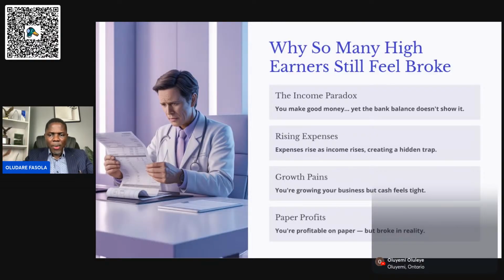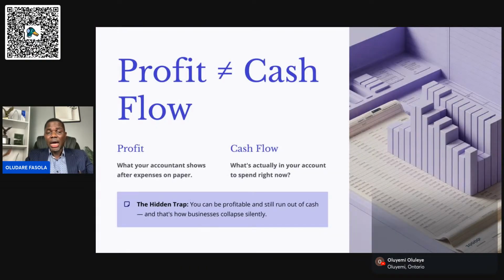Again, you are profitable on paper but broke in reality. There was a time I met a medical professional and reviewed the profit and loss statement. This individual had a lot of profit, but it didn't reflect in the bank account, and they were complaining, "I'm making money but I'm struggling financially right now." So there is a difference between profit and cash flow.